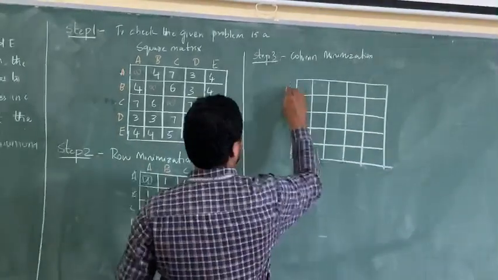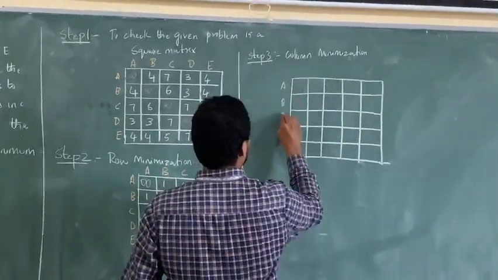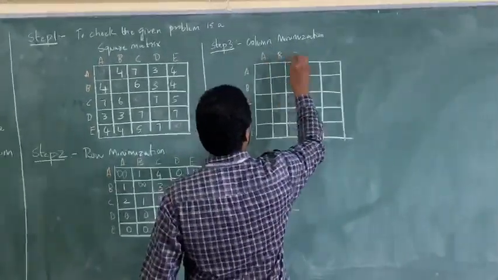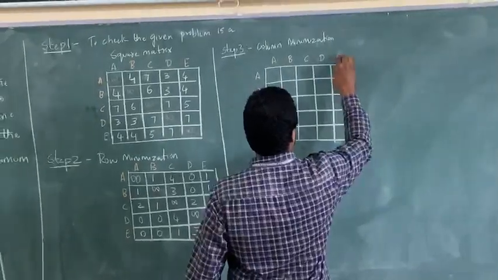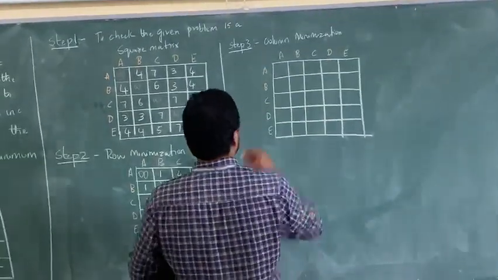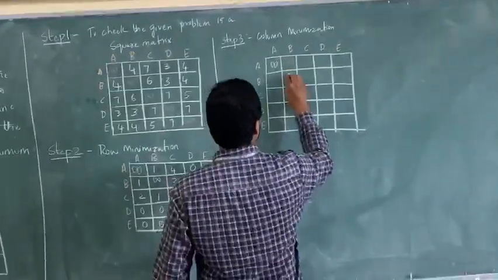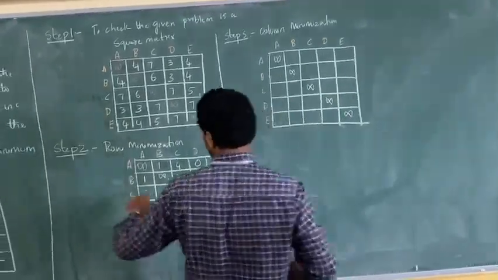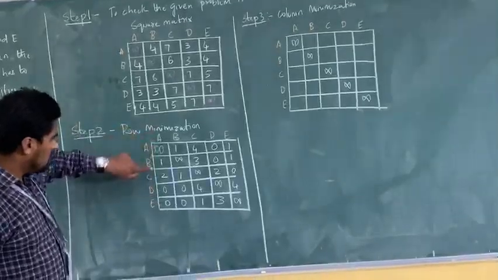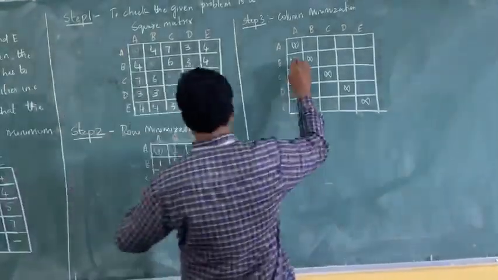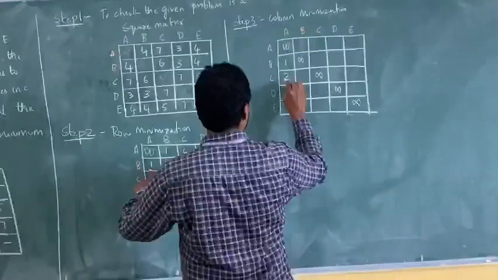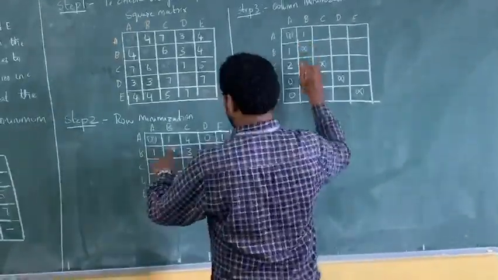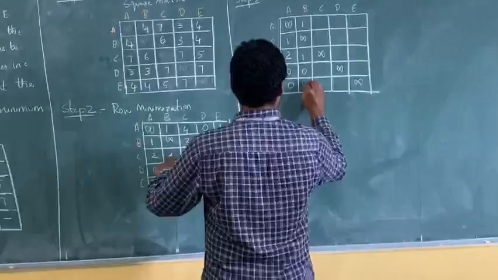Okay, we have different cities, A, B, C, D and E. Right? So here we have infinity, infinity, infinity, infinity and infinity. Okay. In column A, the least is 0, so it remains as it is. That is 1, 2, 0 and 0. In row B, least is 0, it remains same, 1, 1, 0 and 0.